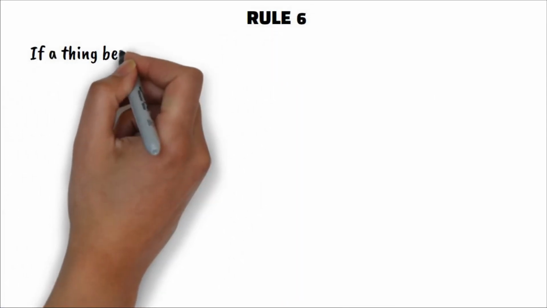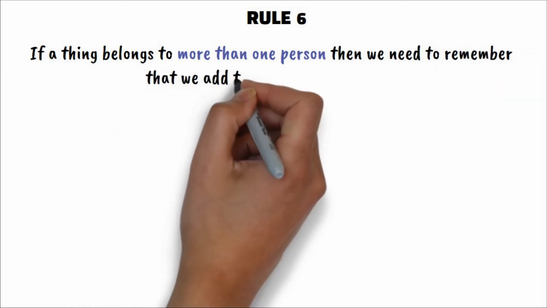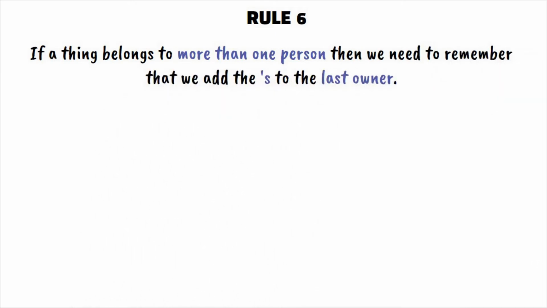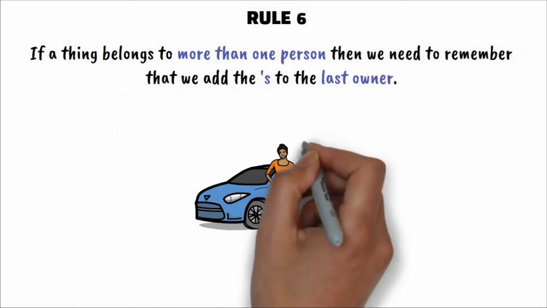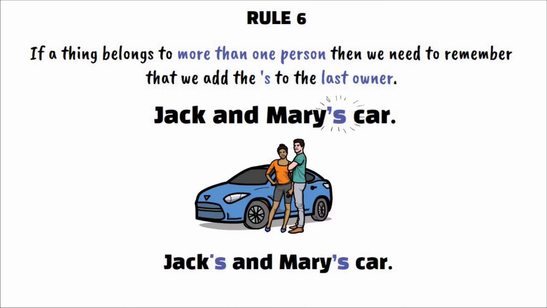Rule number 6. If a thing belongs to more than one person, then we need to remember that we add the apostrophe S to the last owner. For example, Jack and Mary's car, not Jack's and Mary's car. This would be incorrect.